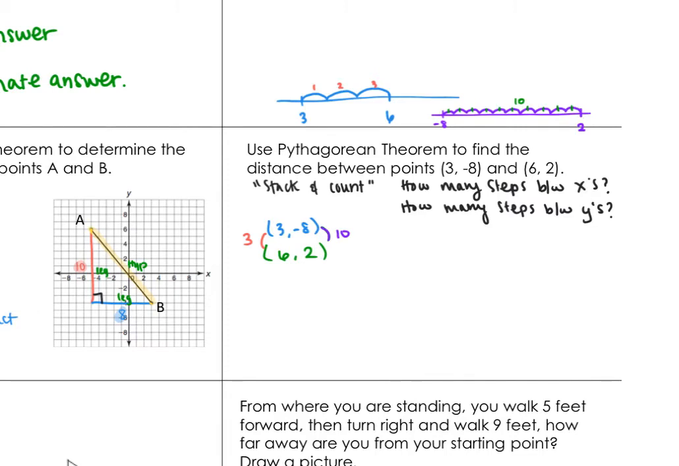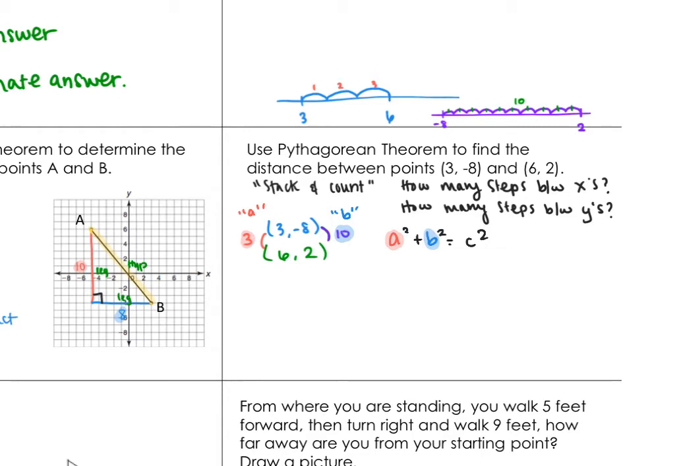So for this one, since we're talking distance between points, we don't really care if we're going to the right or to the left. Either way, distance is always positive. So this becomes your A in Pythagorean theorem, and this becomes your B in Pythagorean theorem, and now we can actually plug it in to Pythagorean theorem. A squared plus B squared equals C squared. So I'm going to plug in 3 for A. I'm going to plug in 10 for B, and that's going to give me the distance.